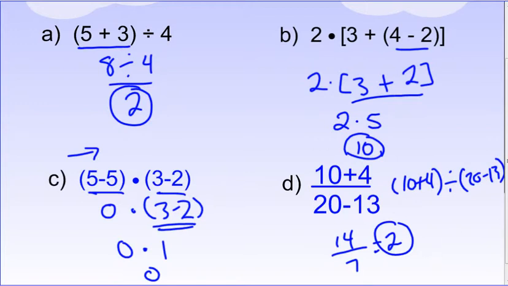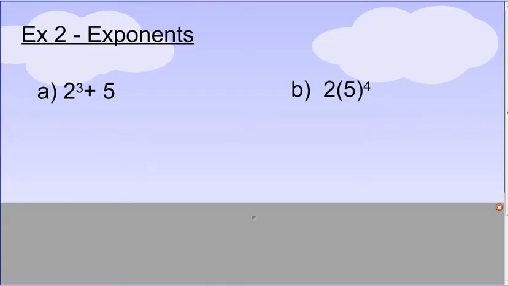Okay? So that's dealing with parentheses. Next, let's look at exponents. So here you see we have 2 to the 3rd power plus 5. So we're going to do the exponent first, then we'll do the add. So 2 to the 3rd power. If you need to write it out, do it. 2 times 2 times 2. 2 times 2 is 4. 4 times 2 is 8. And then 8 plus 5 is 13.